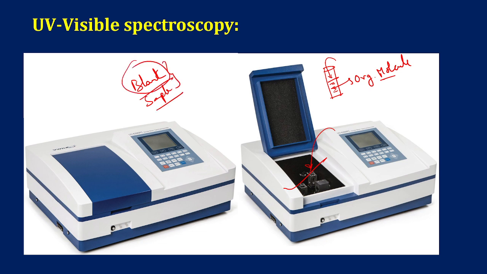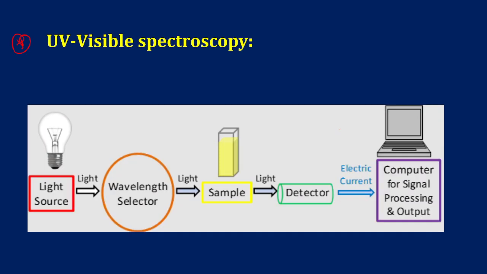Blank means it is for detection of a particular compound; you need to use a particular blank solution. Sample means it is our sample. If you close it, switch it on and power on, it automatically shows a graph on the screen, since it is connected to a computer. By studying this graph you will get good knowledge about the organic molecule. That's all. Got it or not?